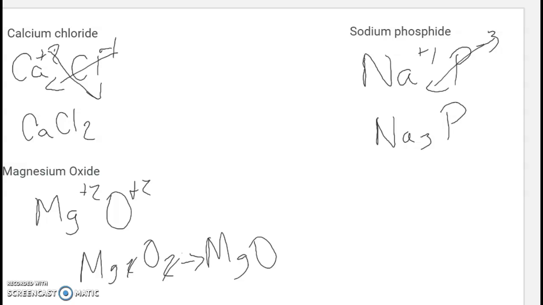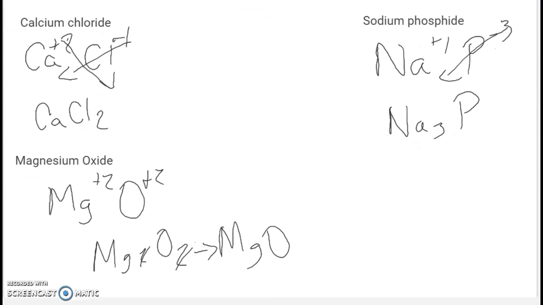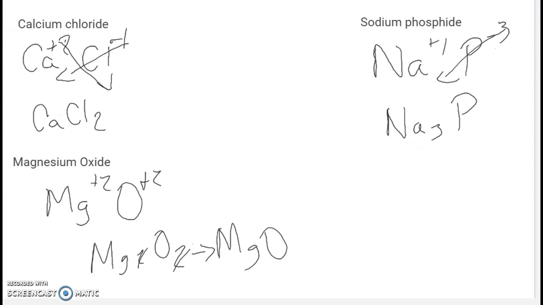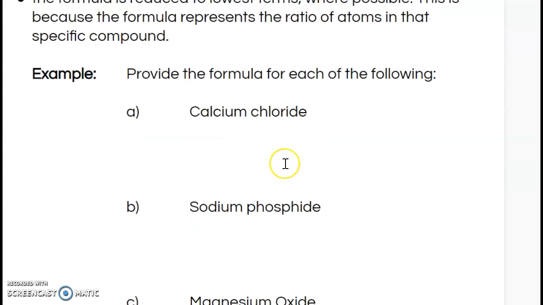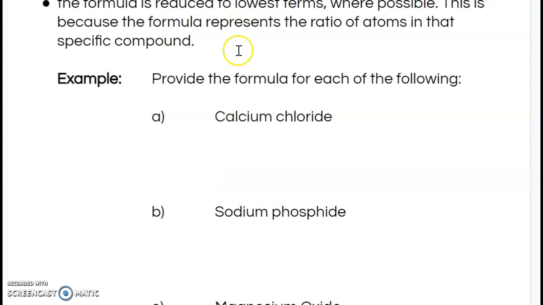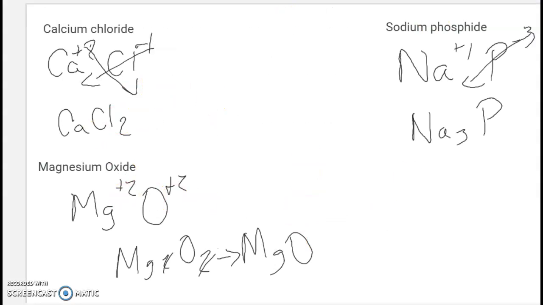Okay, and that's what you do with the crossover method. And again, that should be fairly well remembered. You guys should have remembered that from the ionic compound lesson. Okay, so we just covered those three. Remember, you have to understand the crossover method in order to understand these. So I've just provided you with all three of those right here.